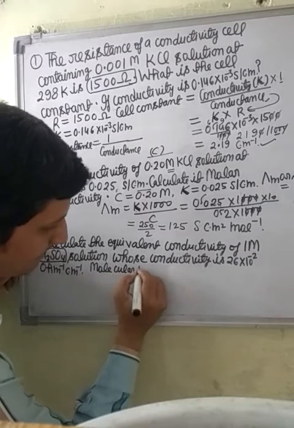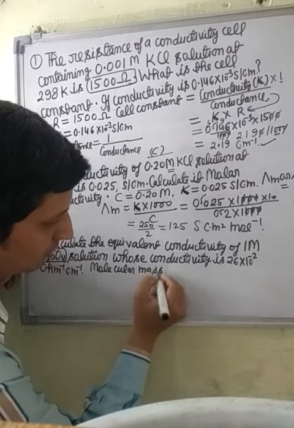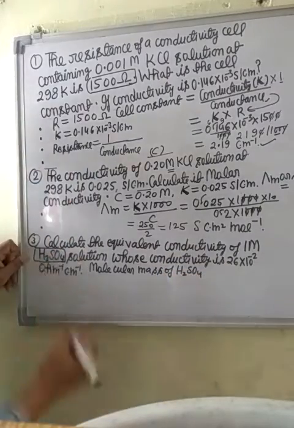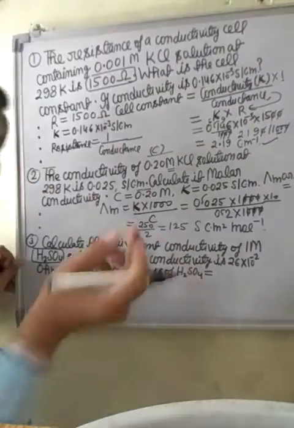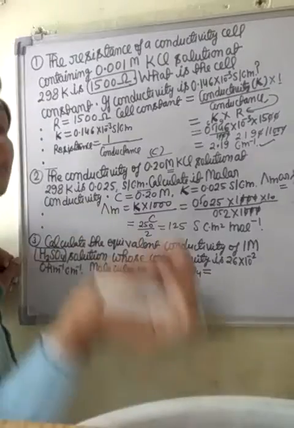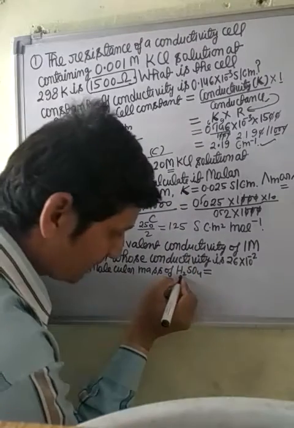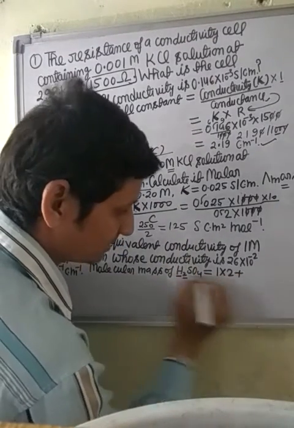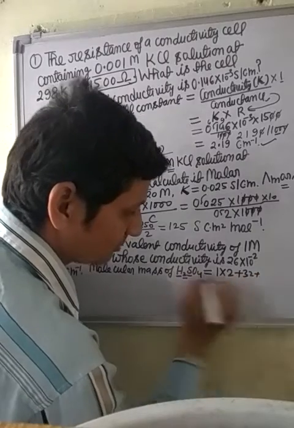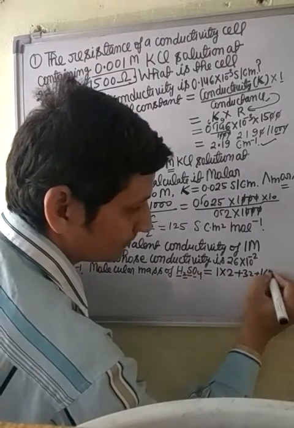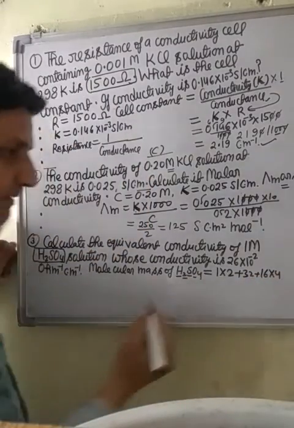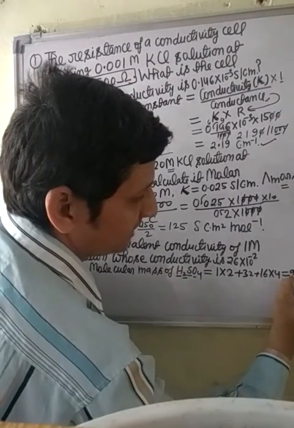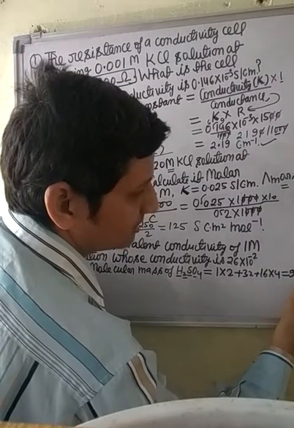Molecular mass of H2SO4. From 9th standard, your chemistry teacher is telling you that molecular mass is equal to the sum of atomic mass of all atoms. Atomic mass of one hydrogen is 1, and number of hydrogen here is 2. 1 into 2 plus sulfur is 32 plus oxygen 16 into 4. Total we get 98. We get here 98 atomic mass unit.